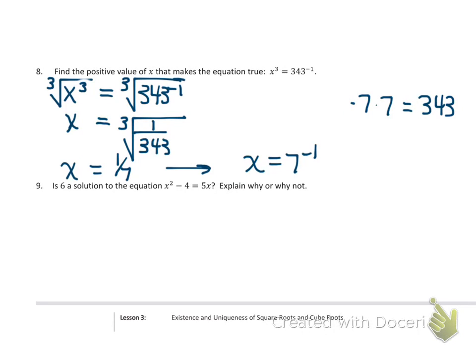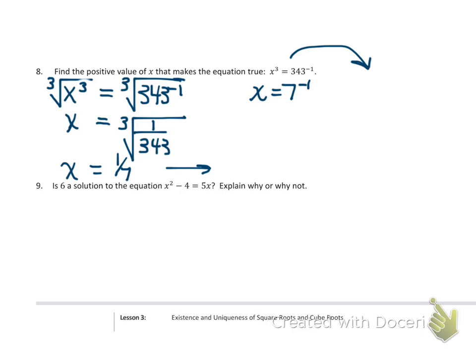Okay, so what I'd like to do now, just as a review of negative exponents, is check that solution right there, x equals 7 to the negative 1. Is that a solution to our equation, x cubed equals 343 to the negative 1? So I'm going to put our solution in. I'm going to have 7 to the negative 1 cubed, and I'm asking myself, is that equal to 343 to the negative 1?